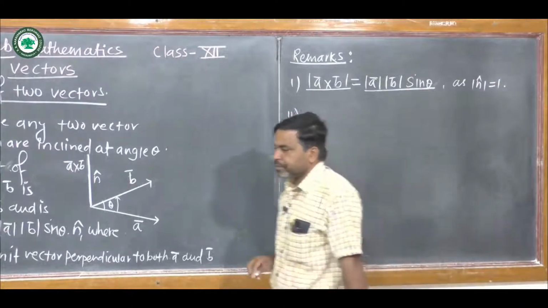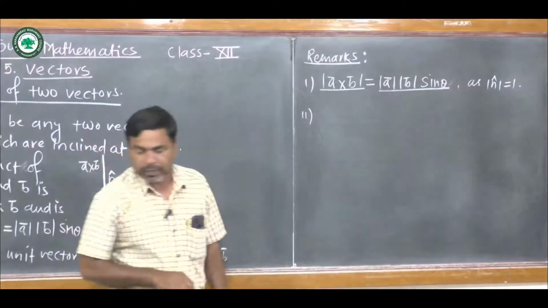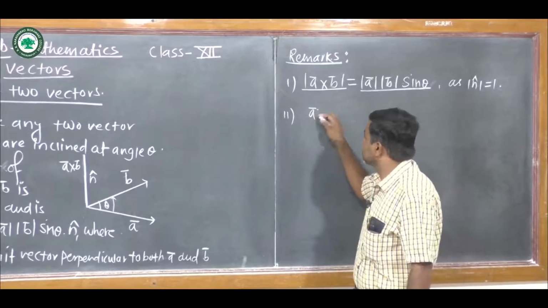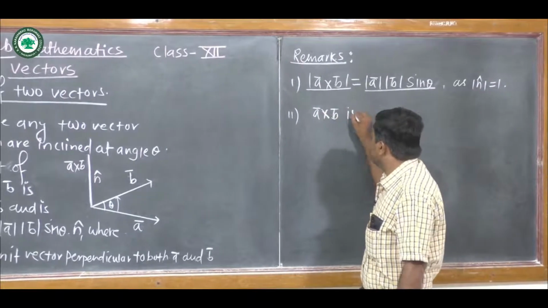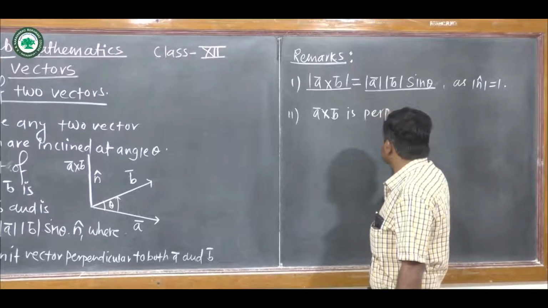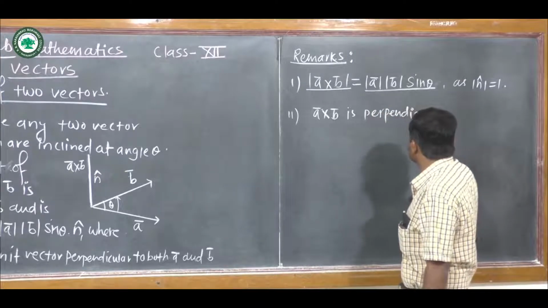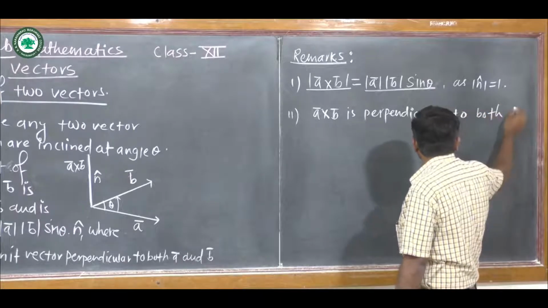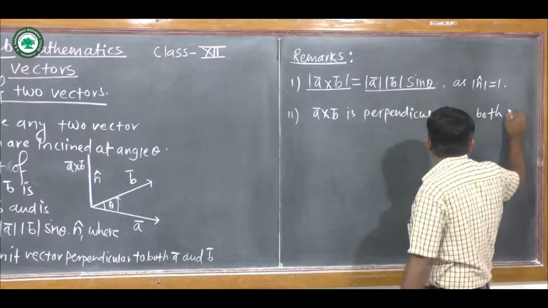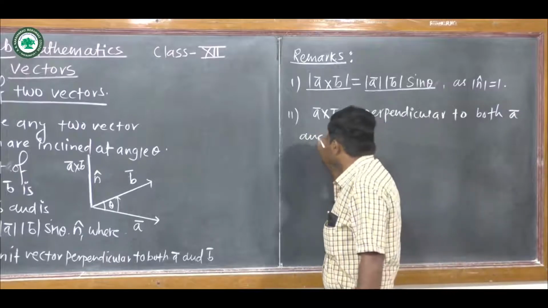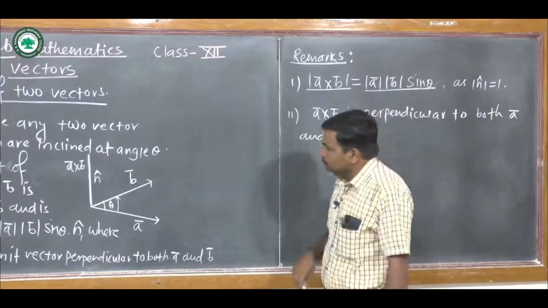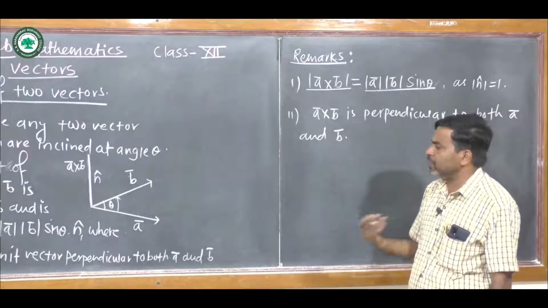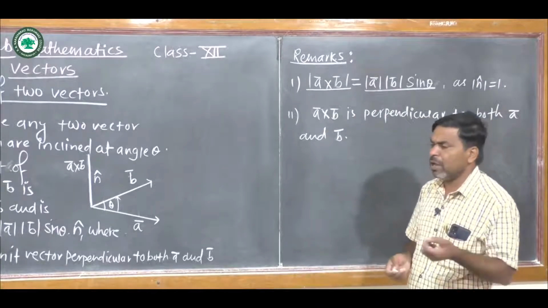Remark 2. A bar cross B bar is perpendicular to both A bar and B bar. See, A bar cross B bar is perpendicular to both vector A and vector B, or it is perpendicular to the plane of A bar and B bar.